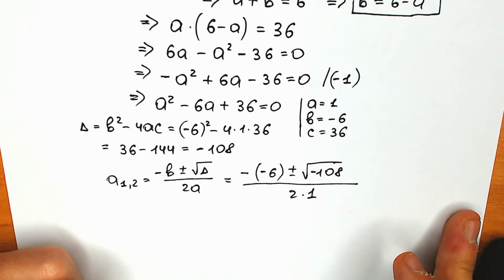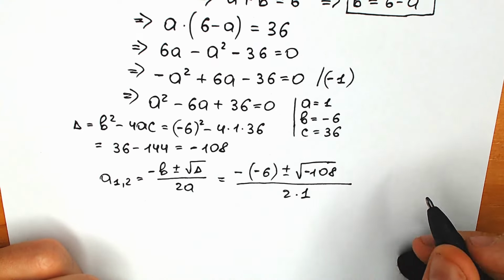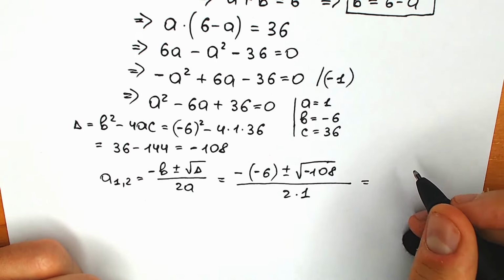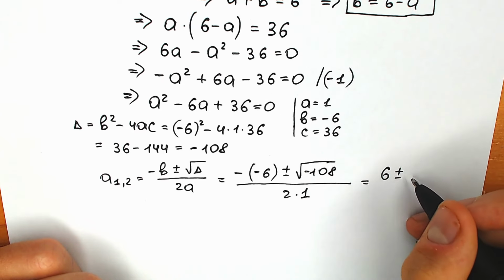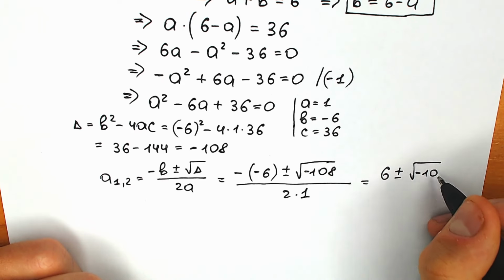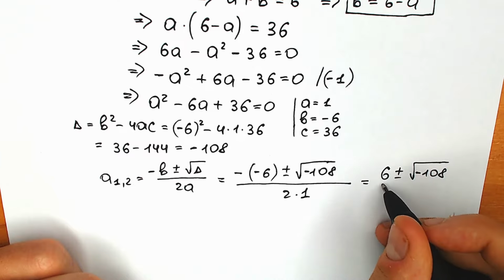Right now let's simplify this expression. So minus minus 6, this is positive, this is our 6, yeah, we have 6, plus minus square root of minus 108, and we divide it by 2.